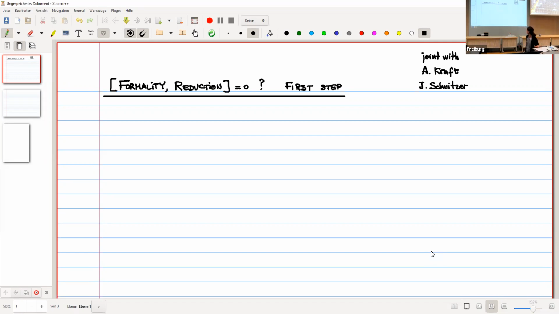So as you can see, I will talk about the reduction and quantization diagram here. In particular, the first step, I will explain what I mean. So we are really in the setting of deformation quantization, so maybe better, in the case of Poisson manifolds. So let me first tell you a little bit what the ingredients are here.